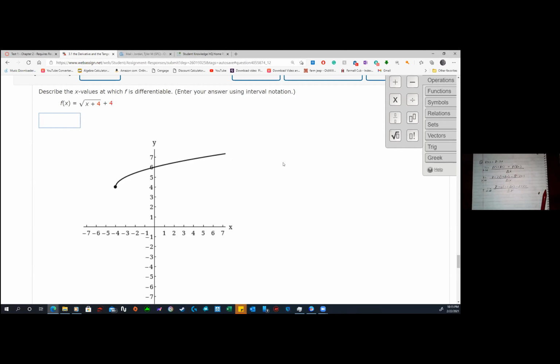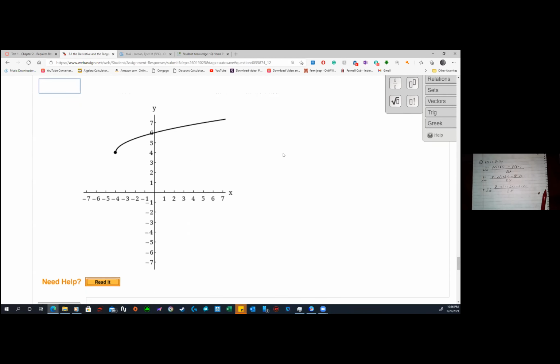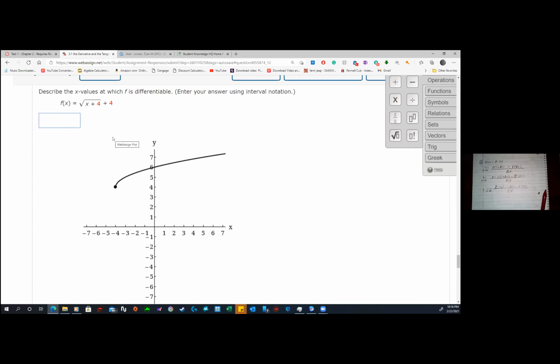So the question becomes, where does the function start? Where does it end? So that would be the answer. The derivative exists everywhere this function is defined. So -4 till infinity. I guess where I ended up screwing myself is -4 to. Yeah, put a bracket on the -4. Okay.